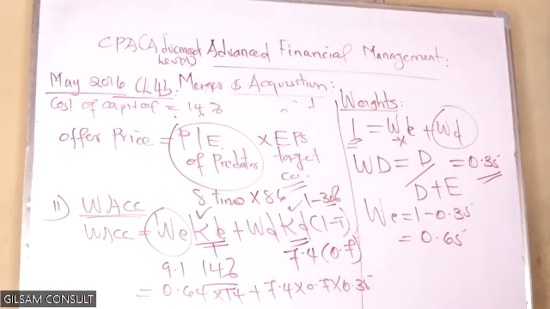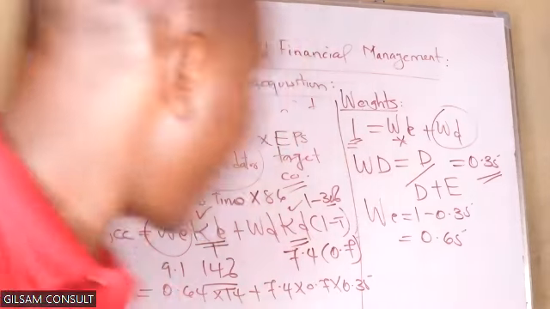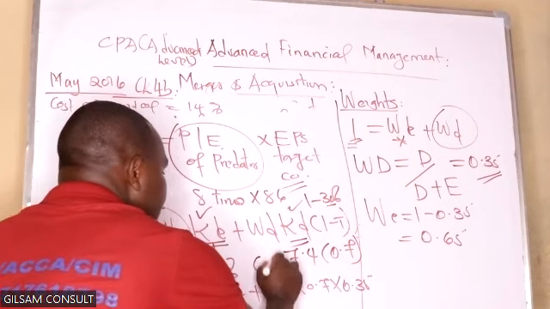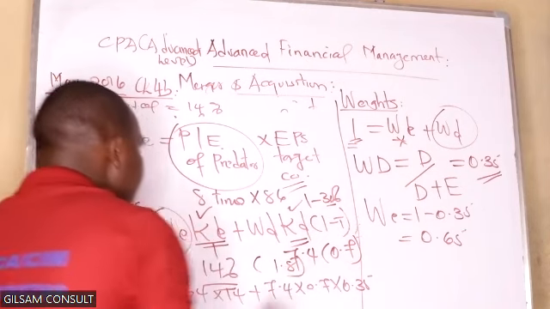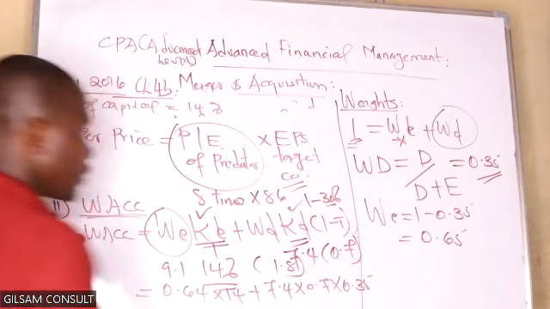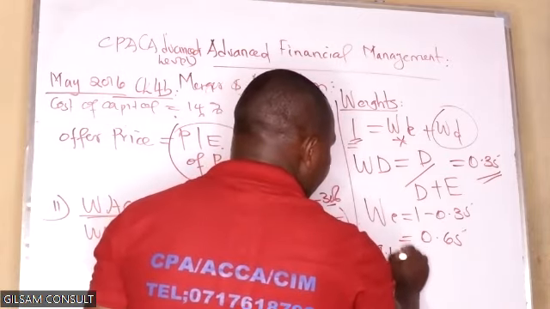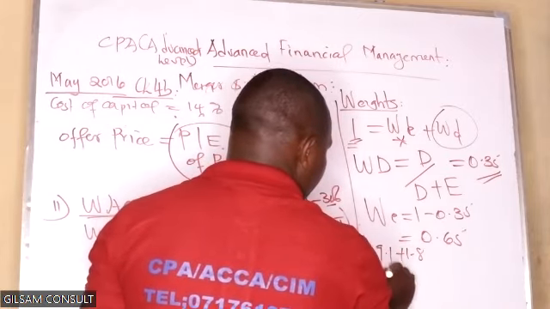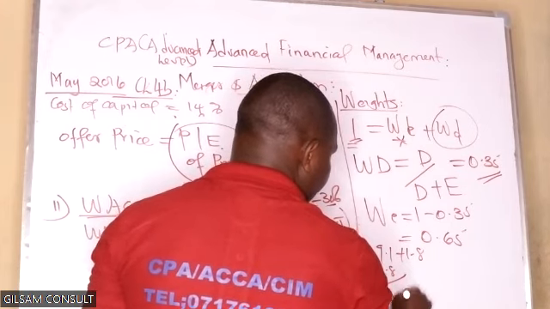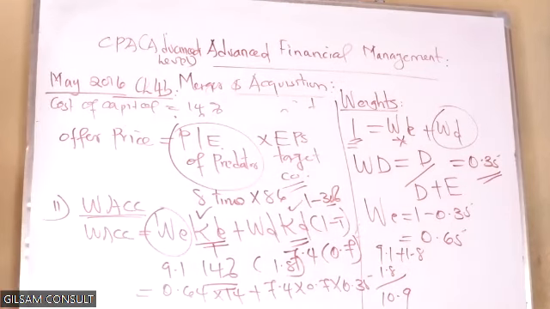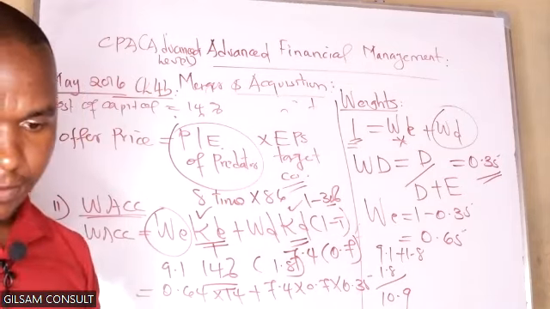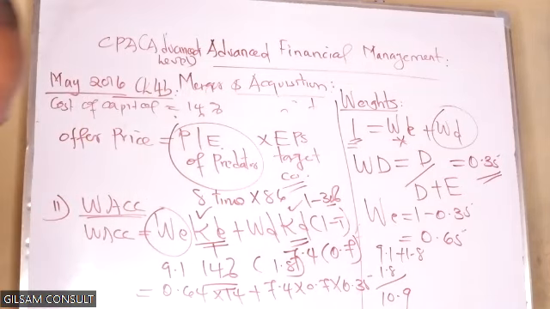0.7 times 0.35, giving me 1.8. So if you add the two, it will be 9.1 plus 1.8. It gives us 10.9. So 10.9 is the WACC.